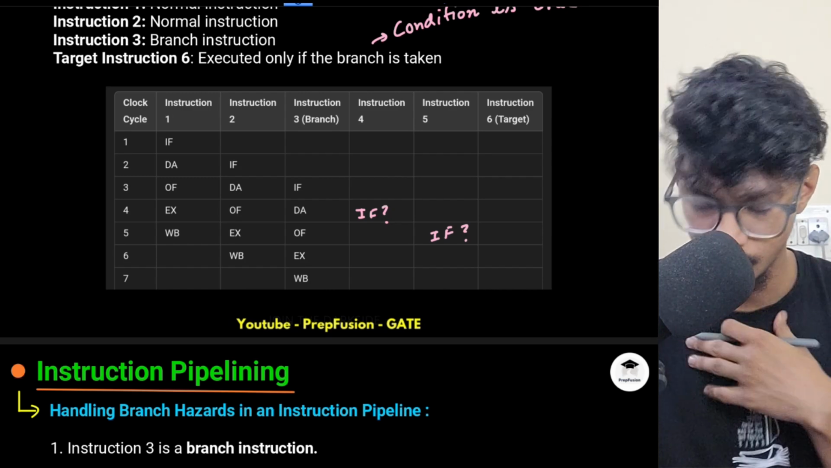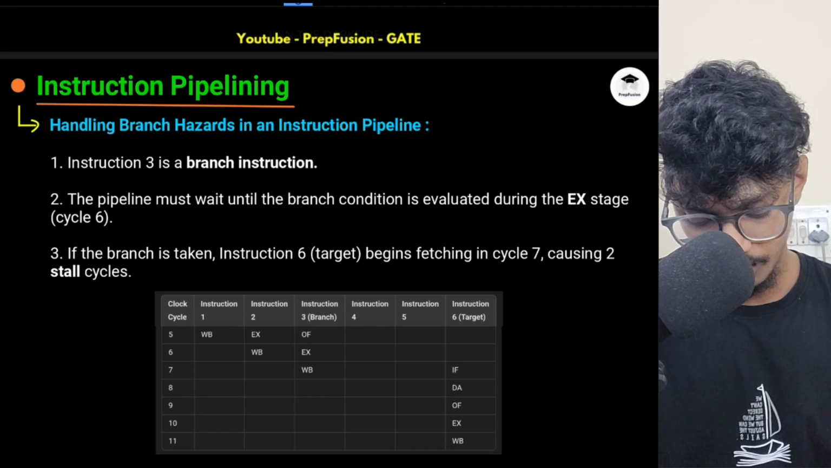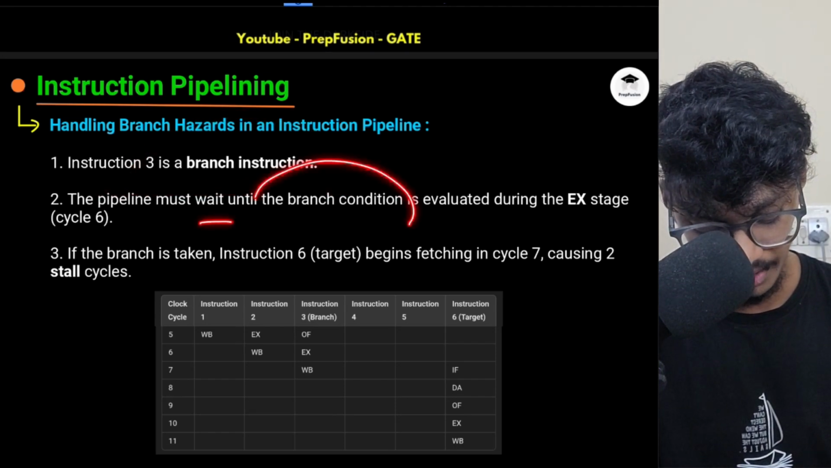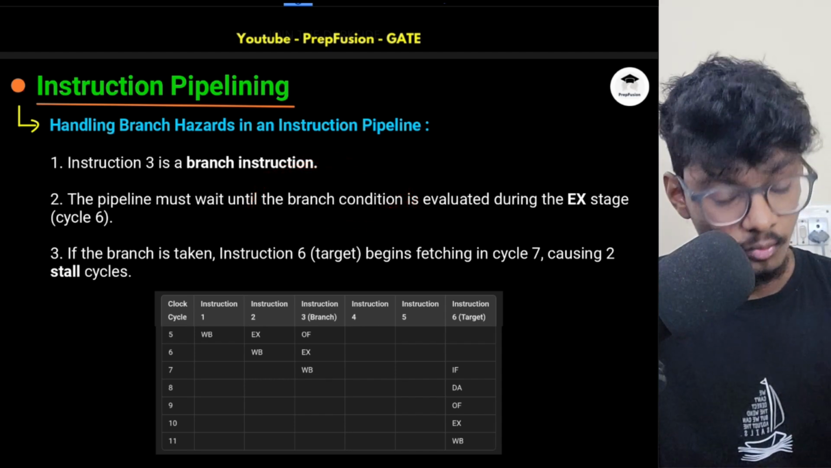So we have to wait. We have no other choice than to wait. So how do we solve this? Instruction 3 is a branch instruction. The pipeline must wait until the branch condition is evaluated. When does it get evaluated?